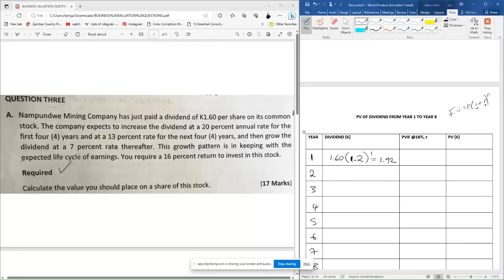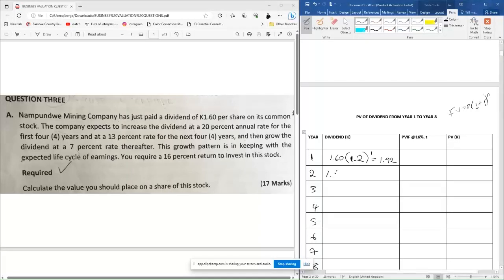So our dividend growing at the rate of 20% in the first year will be 1 kwacha 92 ngwe. All right. How about in year 2? So remember, we're going to have to use the same 1 kwacha 16 ngwe for the 4 years. So let's even just put that in advance. And everything is going to be the same. The only thing that's going to change is going to be our powers with the formula we're using to calculate the growth of our dividend.